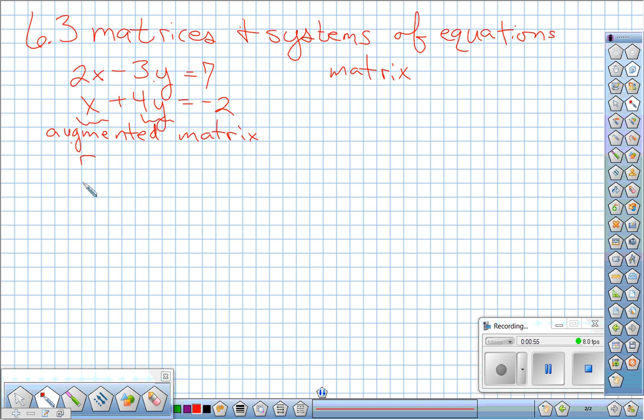When I make that augmented matrix, I will have just the coefficients of the x's and the coefficients of the y's. Make sure you pay attention to the negatives and positives. Then I'm going to make a little dashed line over here, which represents the equal sign. So you have to have everything equal: x, y equals, and then the numbers. Then I have 7 and -2.